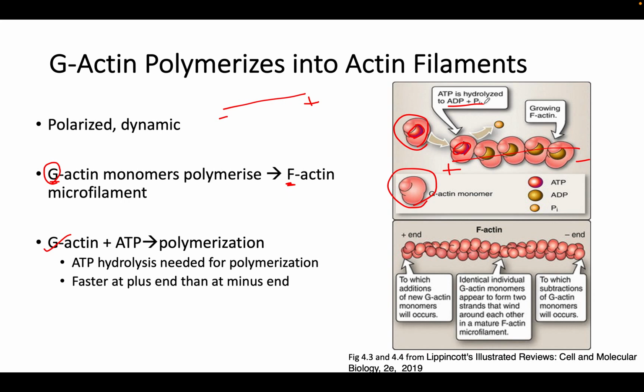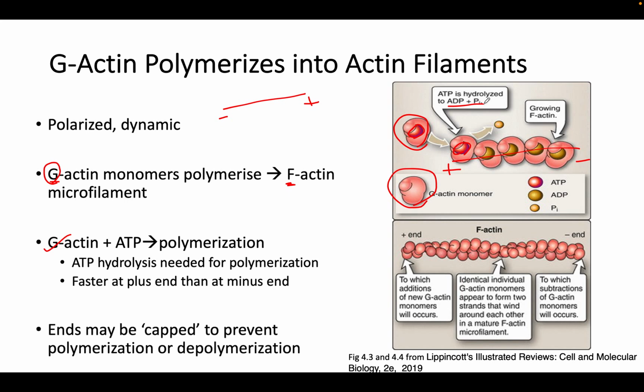The last point that I'll just mention is that polymerization tends to occur preferentially from the plus end. Depolymerization occurs preferentially from the minus end. And we're going to come back to this whole polymerization and depolymerization in a bit. But in some cells, we don't necessarily want actin to be polymerizing and depolymerizing. We don't want its length to be changing.